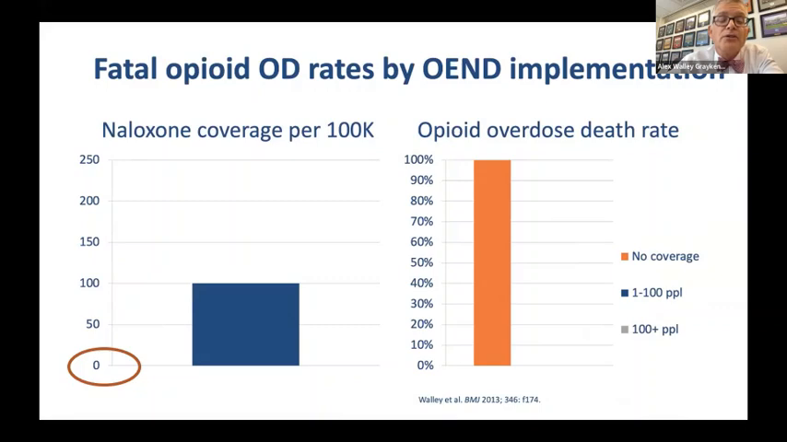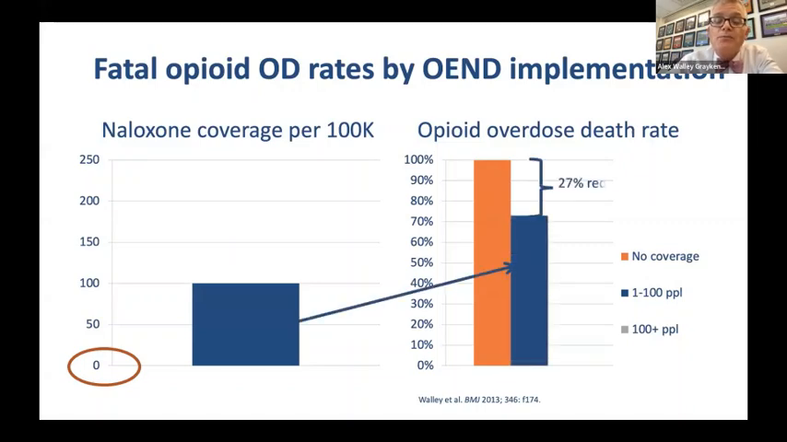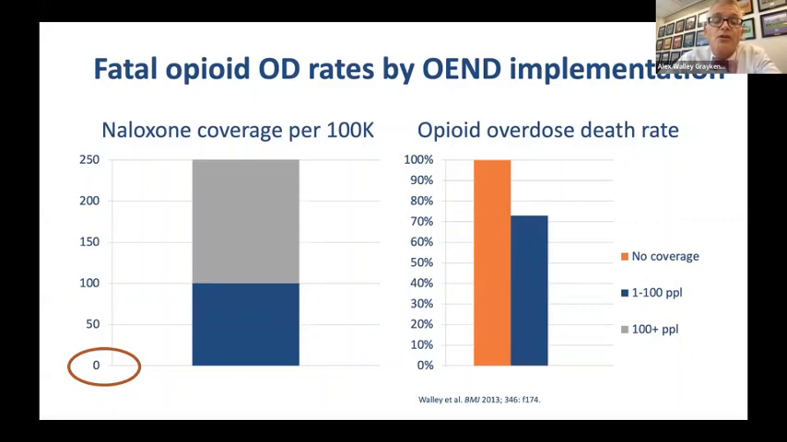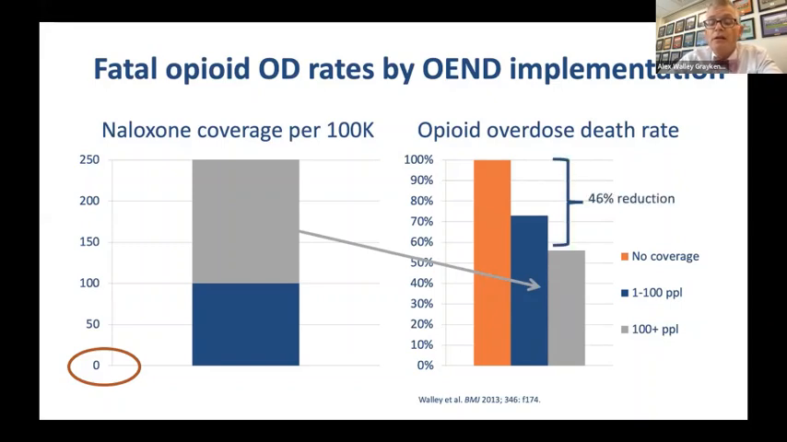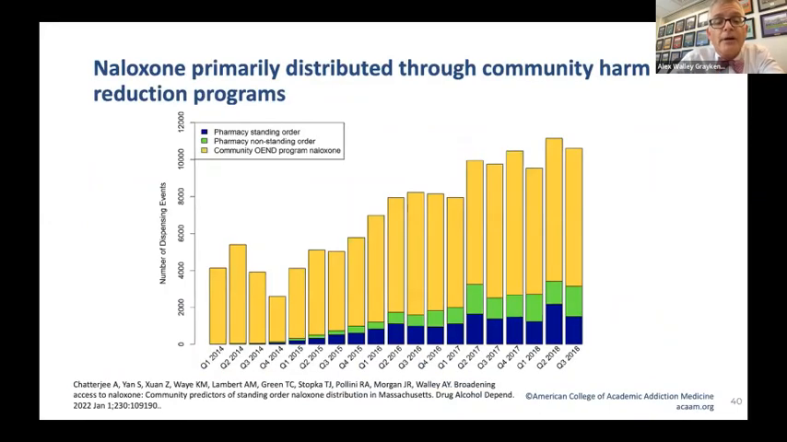And then in the communities where there was low implementation, so between 1 and 100 kits of naloxone, or two doses in a kit, distributed per 100,000 people, we observed a 27% reduction in the opioid overdose death rate. And then in the communities where there was greater naloxone coverage, over 100 naloxone kits per 100,000 people, we saw an even greater reduction in the opioid overdose death rate. So not randomized controlled trial evidence, but some strong observational evidence that the implementation of naloxone programming can be associated with a lower opioid overdose death rate.